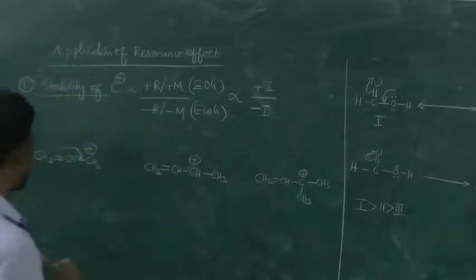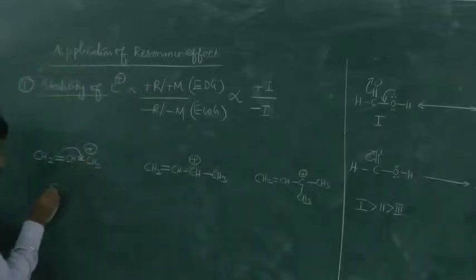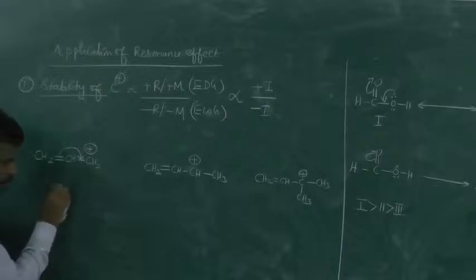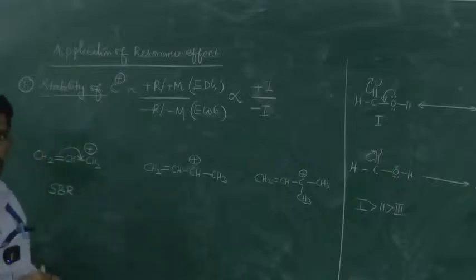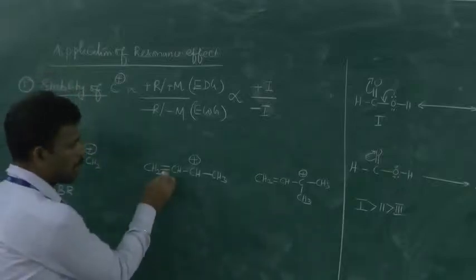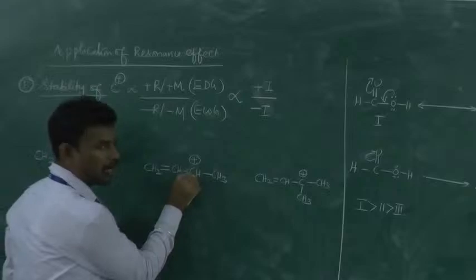Resonance effect. So what is there in this? This carbocation is stabilized by resonance. That means we can draw resonance, understand? Next, what can we write for this? We can shift the pi electron towards the positive charge.